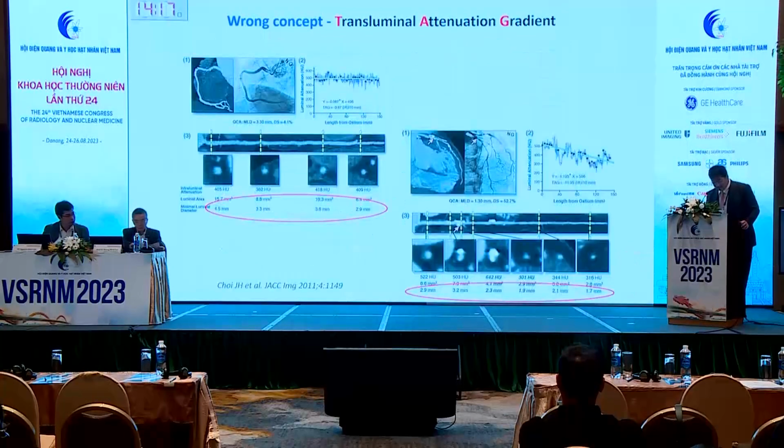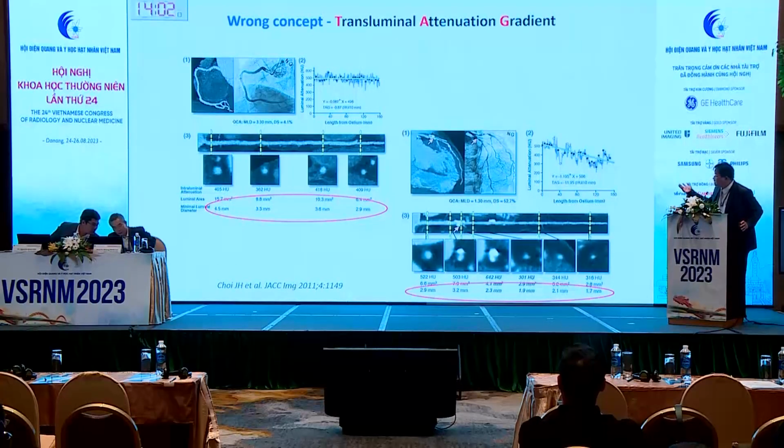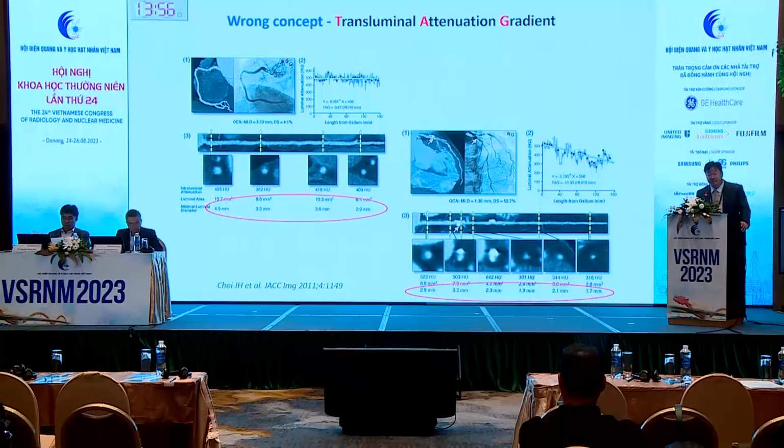The other case is a paper that argued that TAG is true. Here, the normal coronary artery without TAG is 3 millimeter to 4.5 millimeter. It's a big coronary artery. The patient with coronary artery disease also has a small vessel, 3 millimeter to 1.7 millimeters.